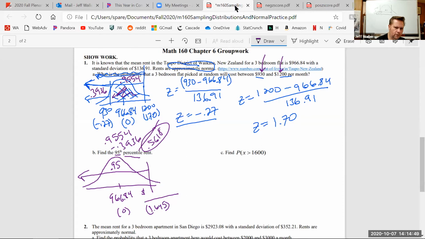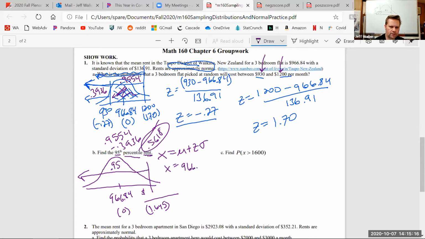But I want to know a rent. So how do I convert that back to a rent? You would plug it into the formula to find x. Yeah, so we got this backwards formula. It's the z-score formula just solved for x. We got this dude here. So I use that when I know everything except x.